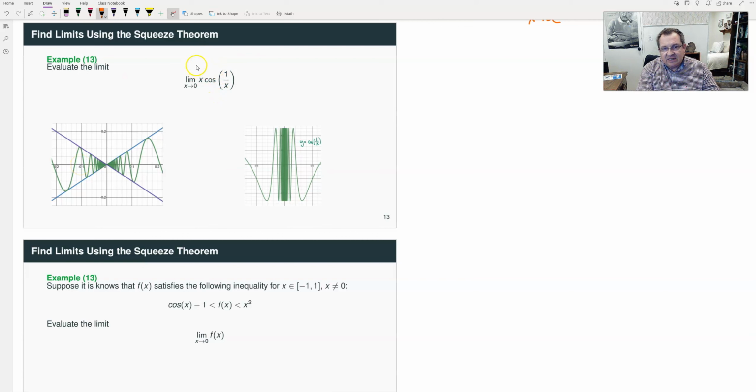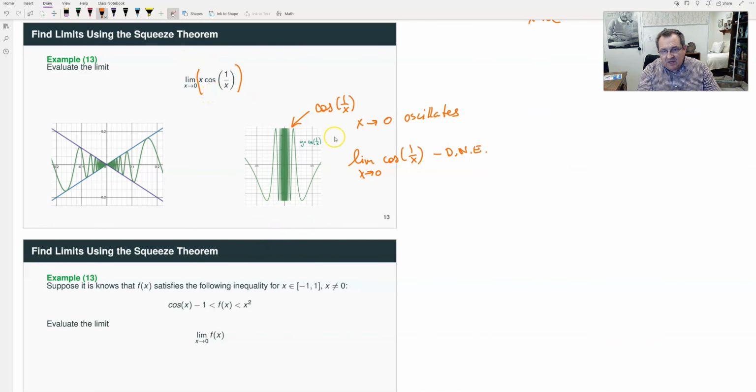So let us consider an example in which we will apply the squeeze theorem to compute a limit. Here I have the limit of a function, x multiplied by cosine of 1 over x. Here's the graph of cosine of 1 over x. It oscillates wildly when x goes to 0. Now, we do know that the limit of cosine of 1 over x as x approaches 0 does not exist.